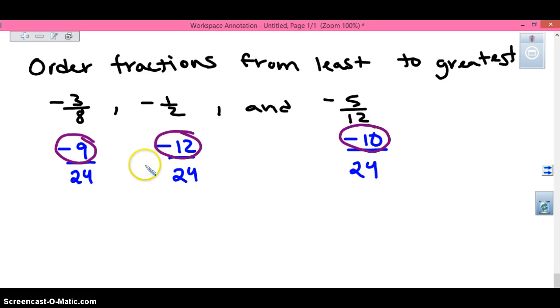What would be the smallest fraction? Look at the -12, and we can take a look at the number line in the back. The farther the number is from 0 to the left, the smaller. So this means the smallest fraction would be -1/2, followed by -5/12, and the largest fraction in this case would be -3/8.